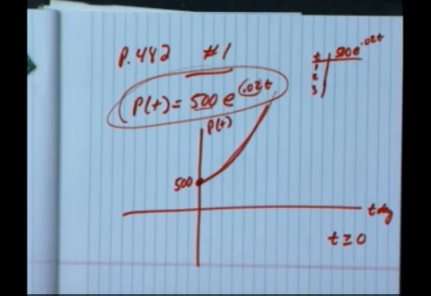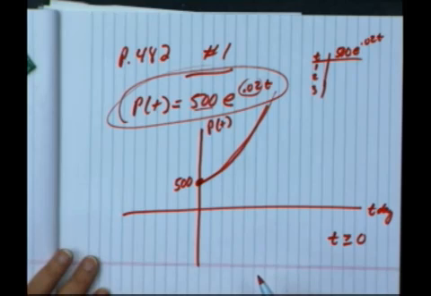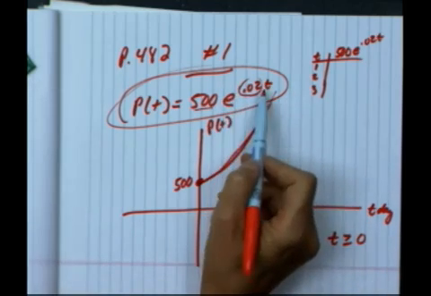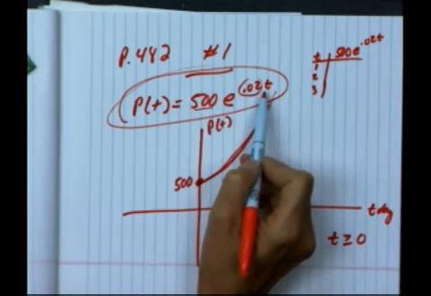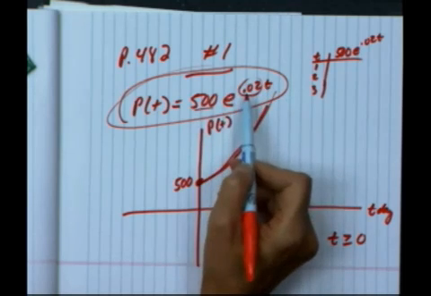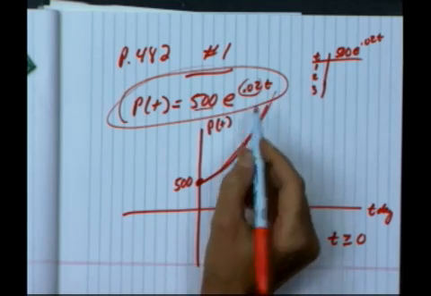Okay, is that good so far? All right, and what is the population after 10 days? That's the next part. How do you figure out the population after 10 days? Substitute the time. Put a 10 in for T and plug and chug away on your calculator. Again, you have to use your calculator on this.